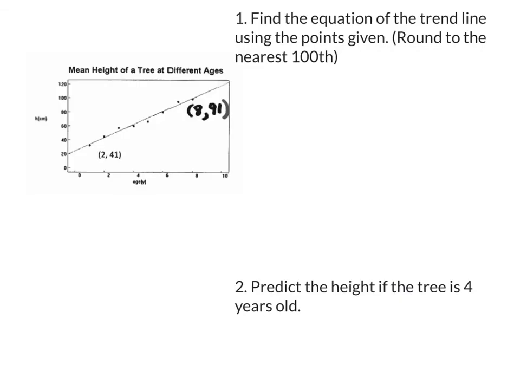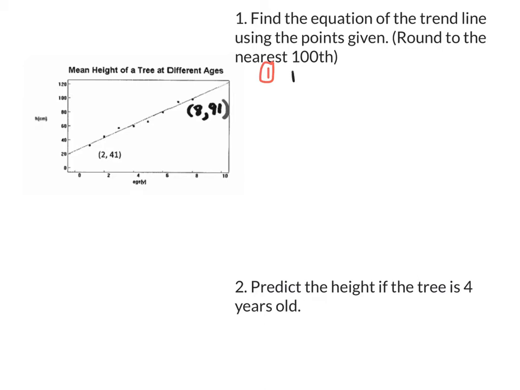All right, so sometimes when we find the equation, our slope is not going to be a whole number like the last one was. So sometimes we're going to have to round to the nearest hundredth. So let's find the equation of the trend line first by finding our slope. That's always our first step.